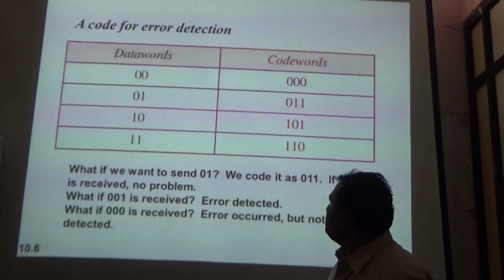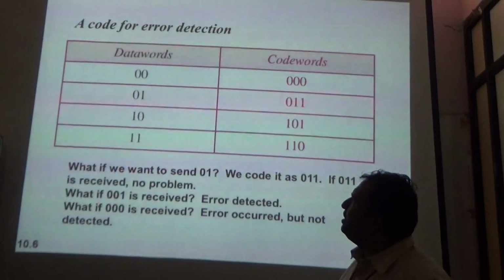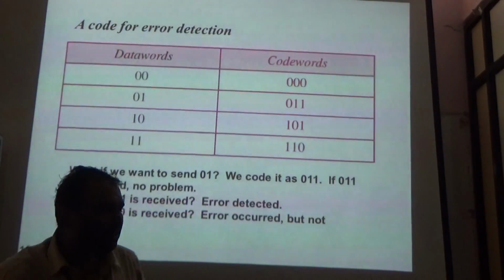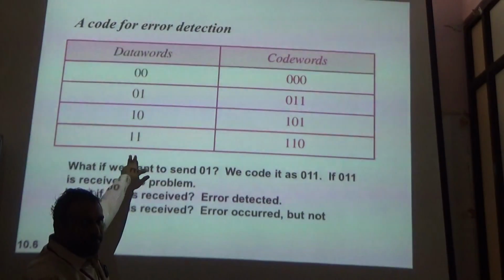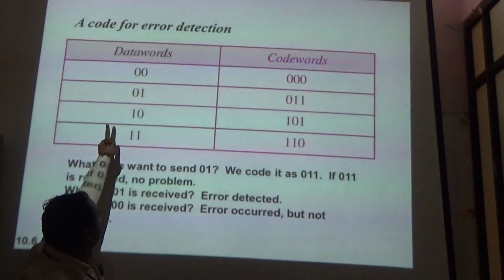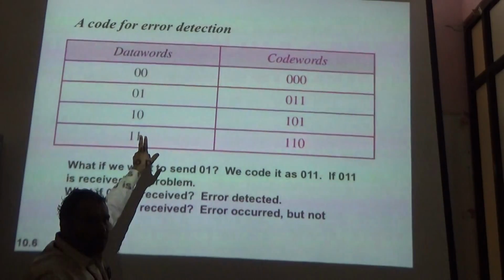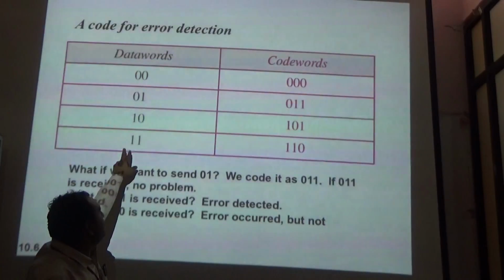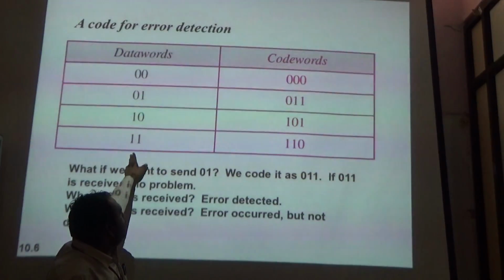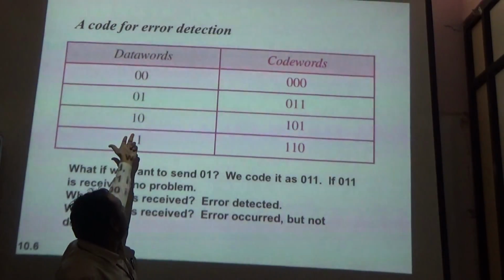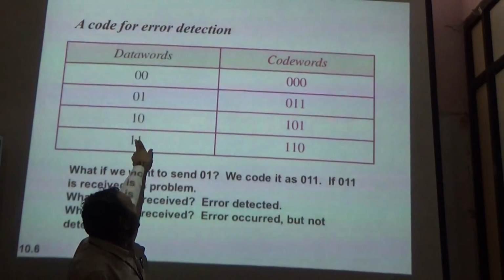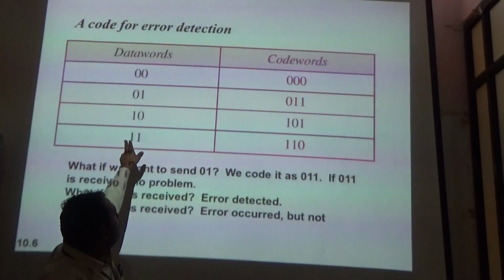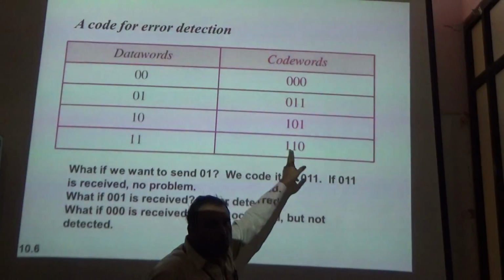Next, let us take a simple example. If we go for a code for error detection, suppose this is the data that we want to transfer, a 2-bit data. With 2-bit data there could be a variety of combinations: 00, 01, 10 and 11. If we need to transmit this data, we need to generate a code word for each data word. These are the data words 00, 01, 10, 11. From these data words, we will generate code words first.